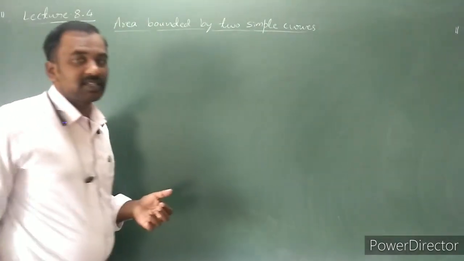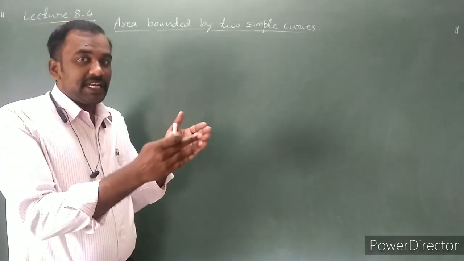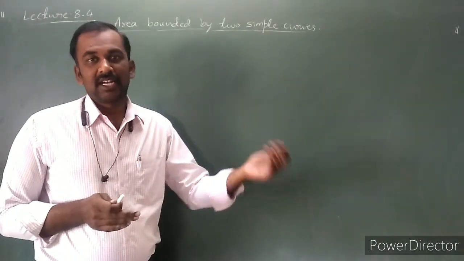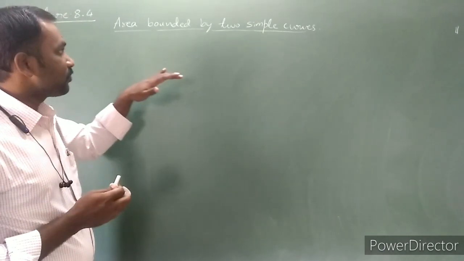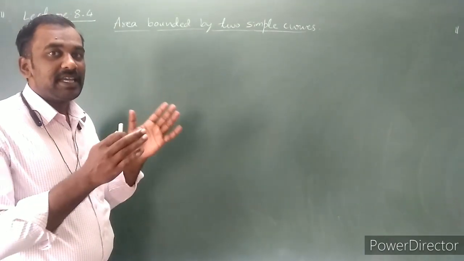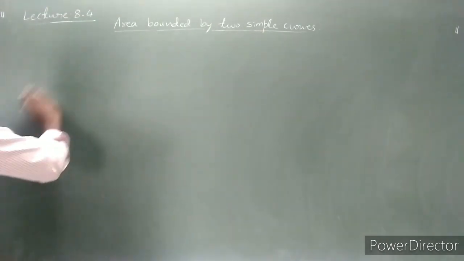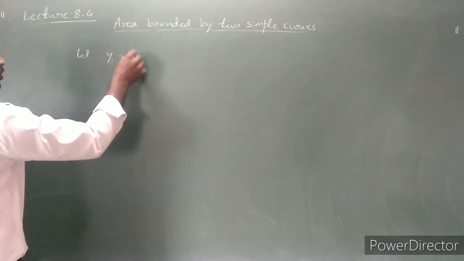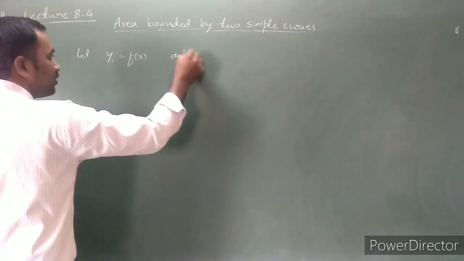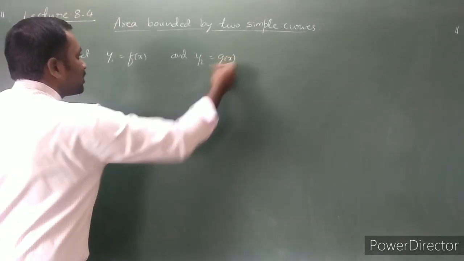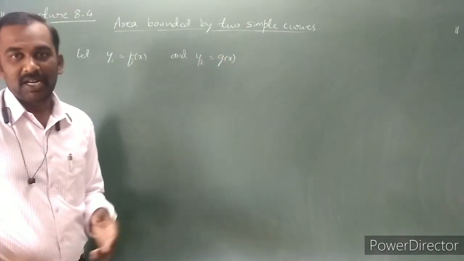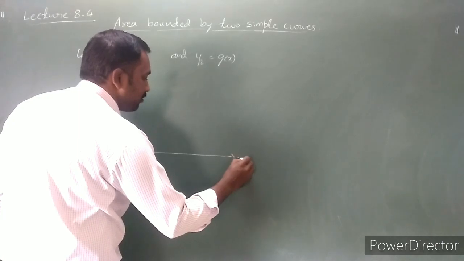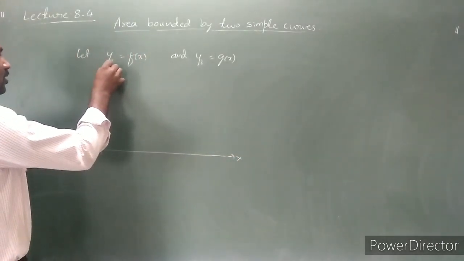Previously, in so many examples, and in the first exercise, we solved the area bounded by a curve and lines. That line may be any straight line, vertical line or horizontal line. Now, in this case, we need to find the area bounded by two simple curves. For example, for explanation purposes, consider y1 equal to f of x and y2 equal to g of x. These are two real functions, and I have taken two curves for your understanding.